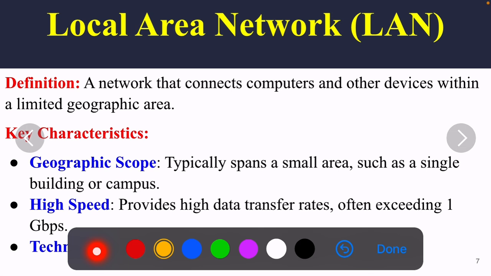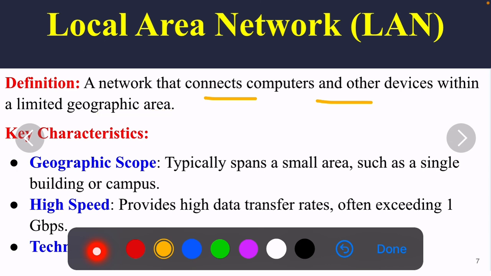The next is local area network. What is a local area network? It is a network that connects computers and other devices within a limited geographical area. This network is larger than the personal area network. A LAN is a privately owned network that operates within and nearby a single building, like a home, office or factory. That is why it is called a limited geographic area that it covers.